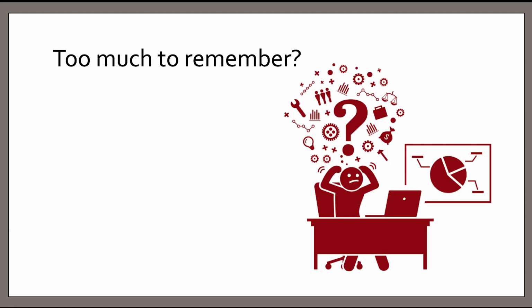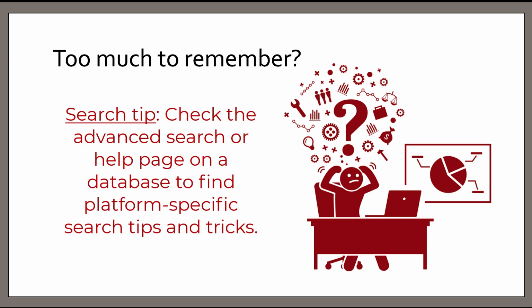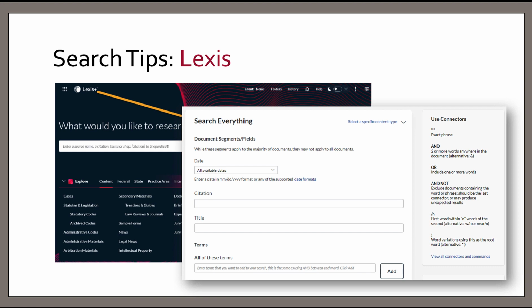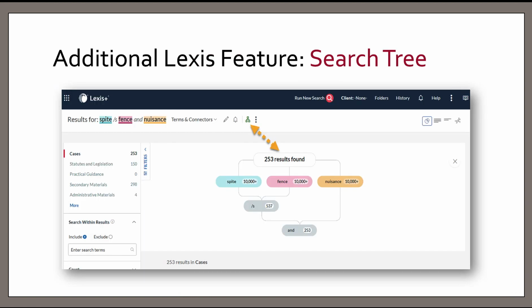If that feels like a bit of information overload, don't worry. Most databases will provide guides to what terms and connectors are available on their platforms. On Lexis, for example, you can find a list of terms and connectors by clicking on the Advanced Search link on the homepage. And for even more search tips on Lexis, including short videos demonstrating how to use these terms and connectors on their platform, you can click the link View All Connectors and Commands at the bottom of this list.